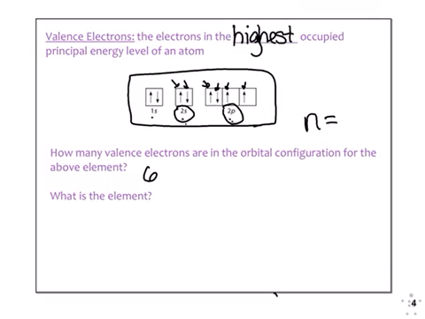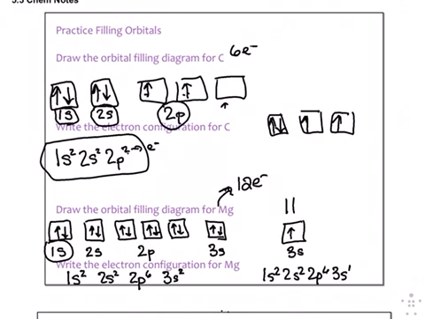So anything past the first energy level is valence electrons? No, not. So Hallie asked if anything past the first energy level is valence electrons. No, it's just, in a particular example, the highest number out front. So in this example down here where we went to 3s, our highest energy level is 3. So we'd have 2 valence electrons here in magnesium.